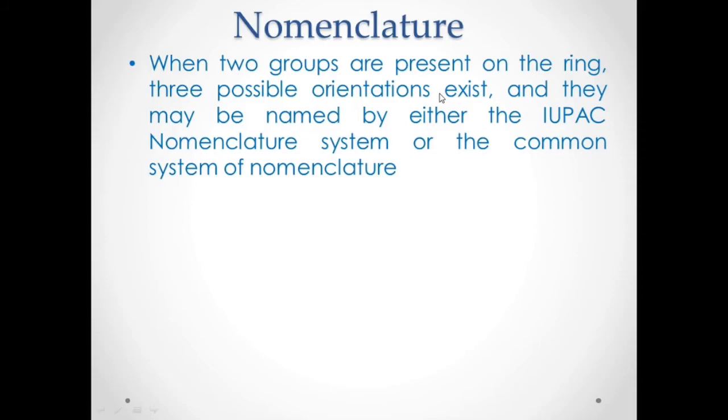So when two groups are attached to the benzene, there are three possible orientations, and they may be named by either the IUPAC nomenclature, or what we call the numbering system, or the common system of nomenclature. The common system is the ortho, meta, and para system. That is the naming for the common names. For IUPAC, that is what we call the numbering system: the 1,2, 1,3, etcetera.